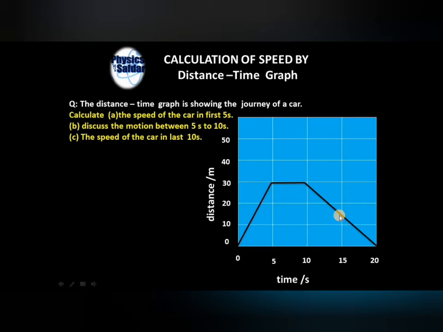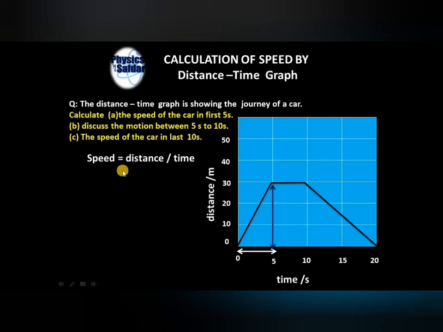Now move on to the solution. The speed of the car in the first 5 seconds. First you need the speed equation, that is speed is equal to distance over time. Now this is the time we have and we need to calculate the distance in this time first. You will draw a line from here. This is the distance covered, you can read from here.